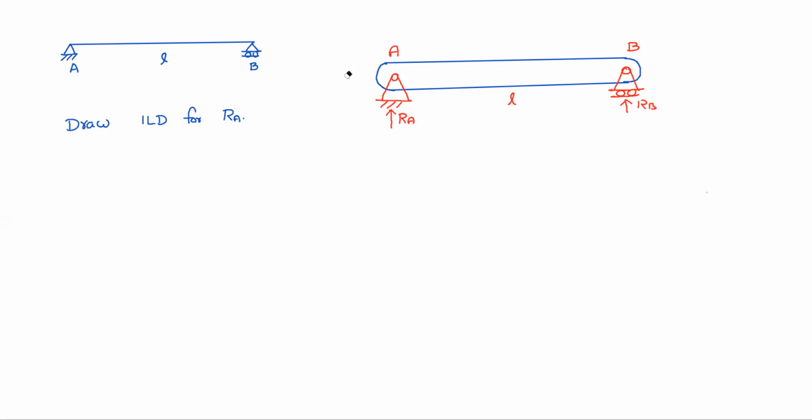So here to draw ILD for RA, first you need to remove the restraint or constraint. The constraint is here. You are restricting the beam in vertical direction at A. That's why first you release that. I will show you how to release.